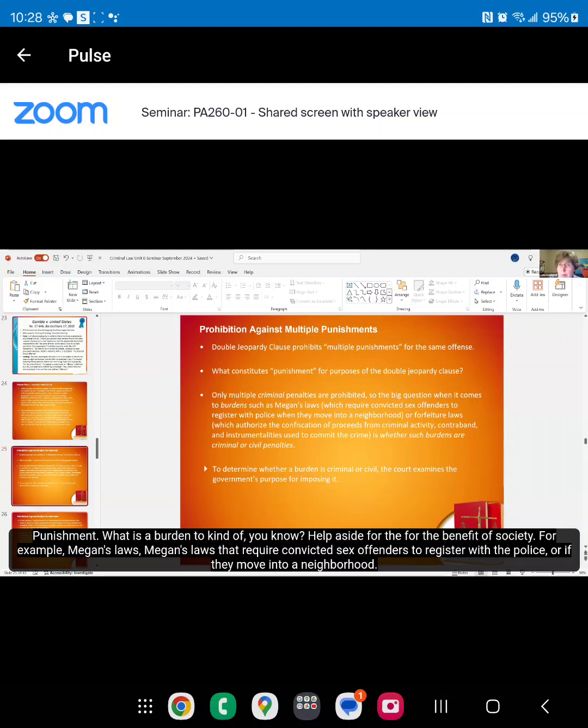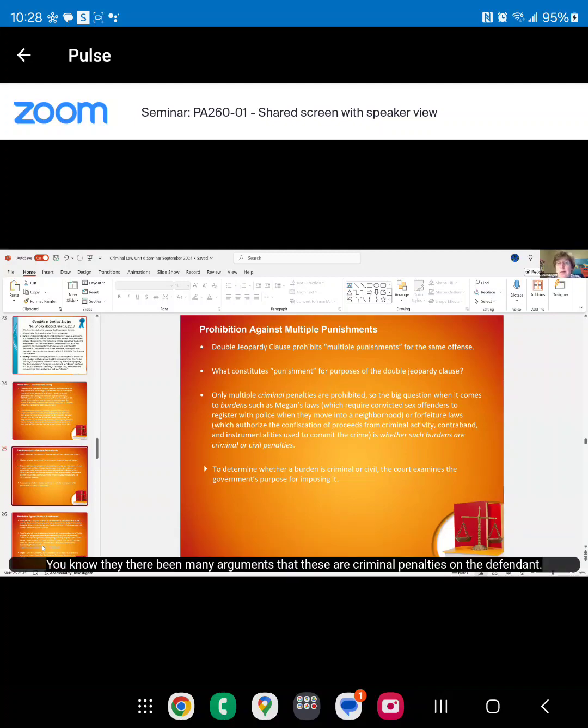For example, Megan's laws that require convicted sex offenders to register with the police, or if they move into a neighborhood. There have been many arguments that these are criminal penalties on the defendant, but the other side of that is no, they're not a penalty. It's just an administrative burden, because we want to know where people who are convicted sex offenders are living, for the safety of others in the neighborhood.